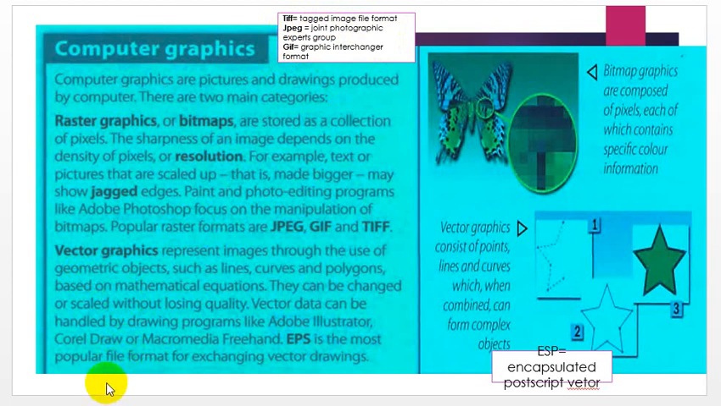Okay, vector graphics represent images through the use of geometric objects such as lines, curves, and polygons based on mathematical equations. They can be changed or scaled without losing quality. Vector data can be handled by drawing programs like Adobe Illustrator, CorelDRAW, or Macromedia Freehand. EPS is the most popular file format for exchanging vector drawings. EPS, encapsulated postscript vector.